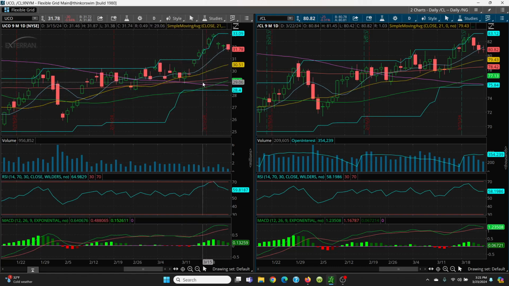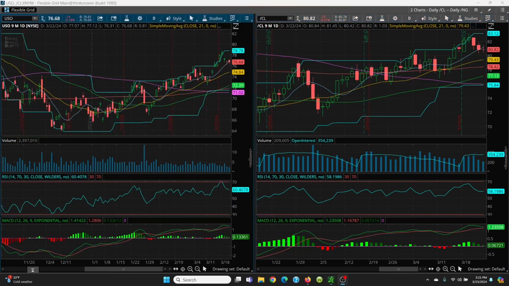So just when you look at these leverage ETFs, they're very similar, but yet they're different, okay? So this is a leveraged one, the UCO. Now I'm going to show you the USO, which is 1-to-1. Okay, now this is the USO 1-to-1 leverage, okay?